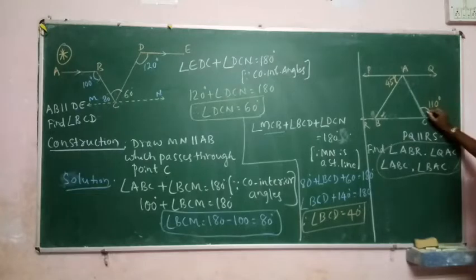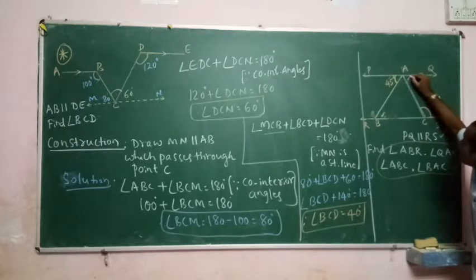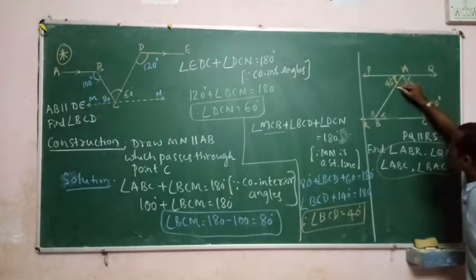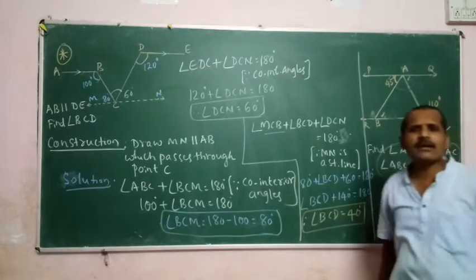When this is 110, can you find this angle? Because they are called co-interior angles, the sum is 180. When this is 110, this is 70. When this is 70, can you find this angle? They are alternate interior angles, so this is 70, this is also 70. This angle is known, this angle is known. You can find every angle.